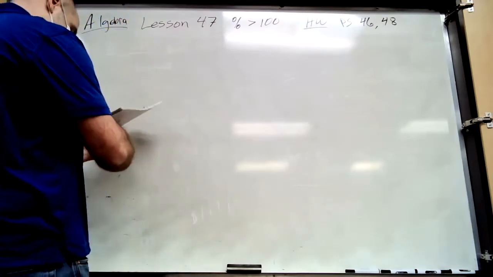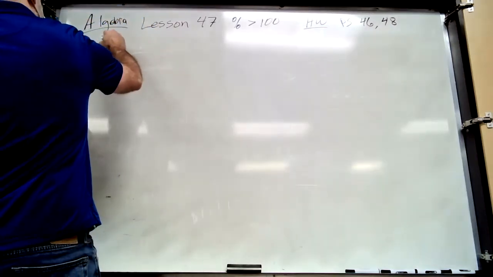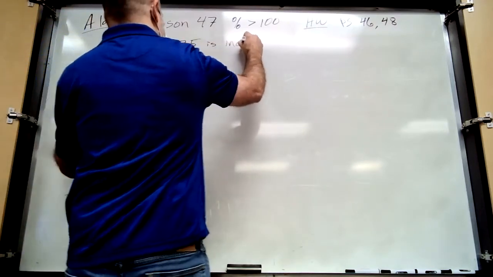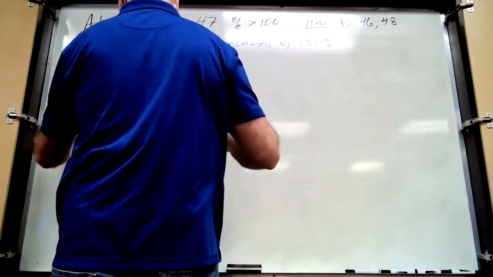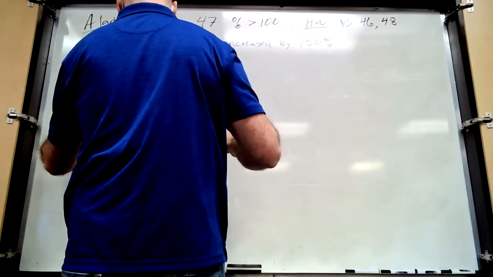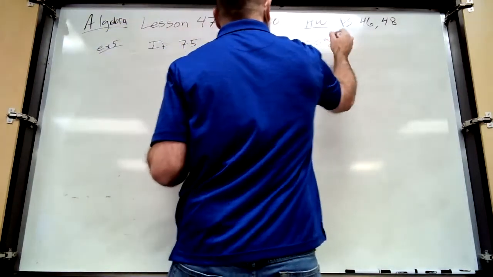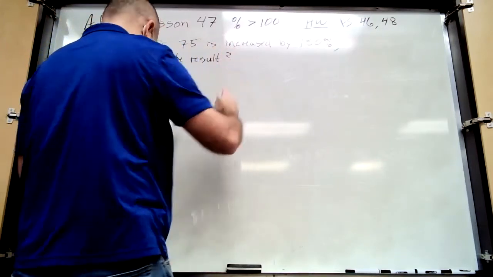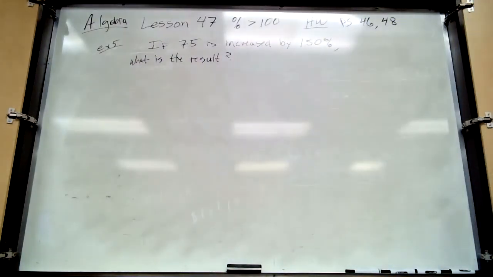Okay, so here is example 5 in the book. If you want to look at it again, you can. Example 5: if 75 is increased by 150%, what is the result? This isn't very difficult, but hey, you can do it anyway. I'll still give you a free problem set. It's not totally easy, mind you, but let's see if you can get this.